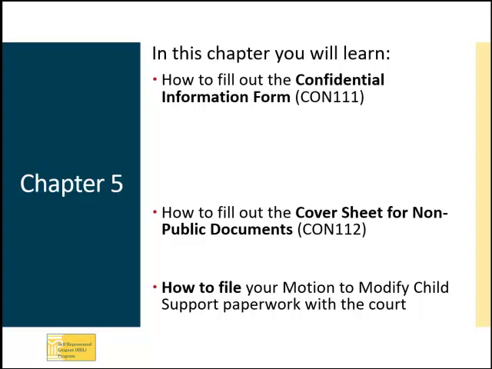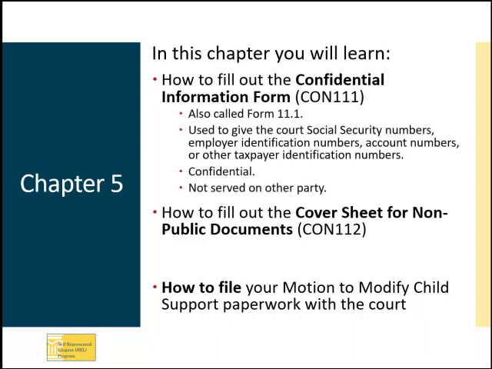We will go through how to fill out the confidential information form, CON 111, and the cover sheet for non-public documents, CON 112. The confidential information form, also called Form 11.1, is used to give the court the parties' Social Security numbers, employer identification numbers, account numbers, or other taxpayer identification numbers. The information on this form stays confidential and will not be available to the general public. It is not served on the other party. You will only file this form with the court.